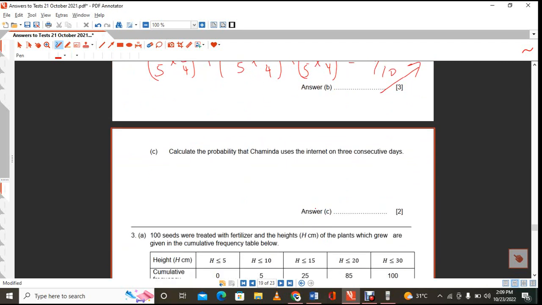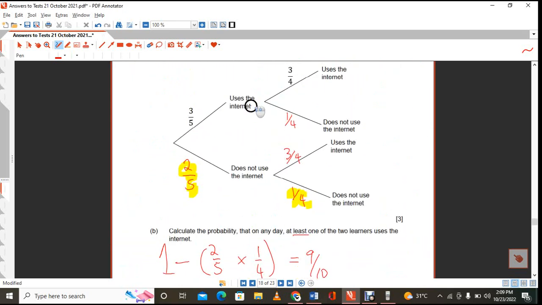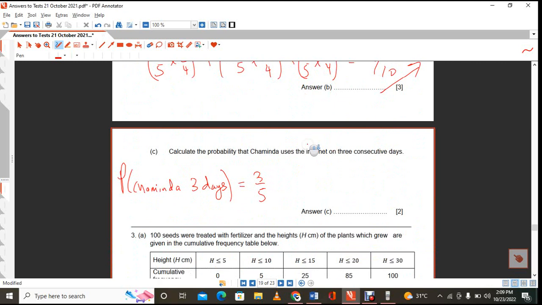Calculate the probability that Chaminda uses the internet on 3 consecutive days. Okay, the probability that Chaminda uses it for 3 days in a row, we know that it's 3 over 5. That could be day 1, because he uses 3 over 5. Day 2 the same, times 3 over 5. Day 3 the same, times 3 over 5. So that's going to be 27 over 125. That should be 100% correct.